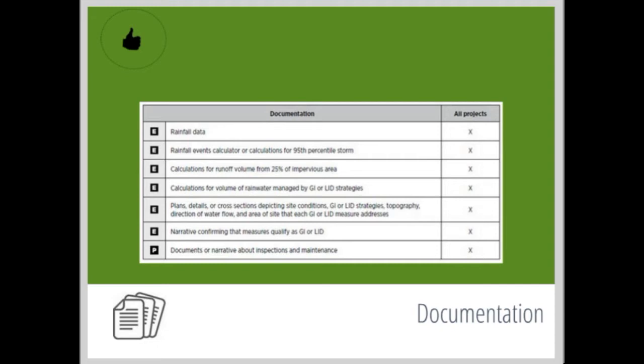Listed here are the documentation requirements for the project. The credit is eligible for exemplary performance. In order to earn exemplary performance for this credit, the project should use GI and LID practices to capture and treat water from 50% of the impervious surfaces for the 95th percentile storm event. Please refer to your study notes to understand the related credits and reference standards for this credit.